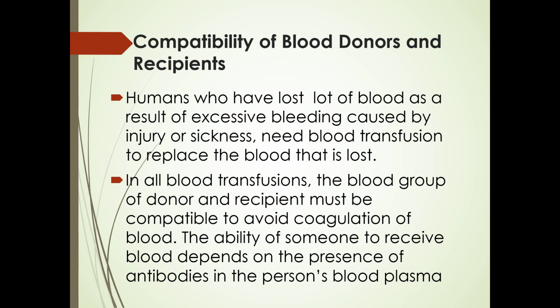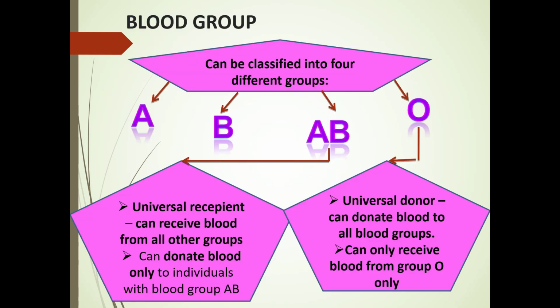Humans who have lost a lot of blood as a result of excessive bleeding caused by injury or sickness need blood transfusion to replace the blood that is lost. So this one I already explained. In all blood transfusions, the blood group of donor and recipient must be compatible to avoid coagulation of blood. And the ability of someone to receive blood depends on the presence of antibody in the person's blood plasma. So this one I already explained. O is a universal donor, AB is a universal recipient.